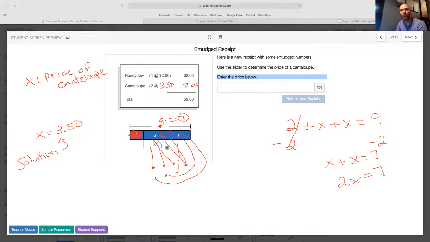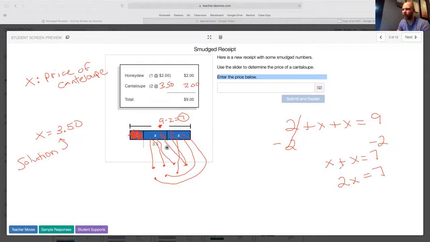This means 2 times x, right? Number next to letter, coefficient next to letter. Just think of it as like if x were 5 and you added 5 plus 5, that's 10, but that's also the same thing as 2 times 5, right? So adding a number to itself twice is just the same as multiplying it by 2. It doesn't matter if it's an actual number or a letter.